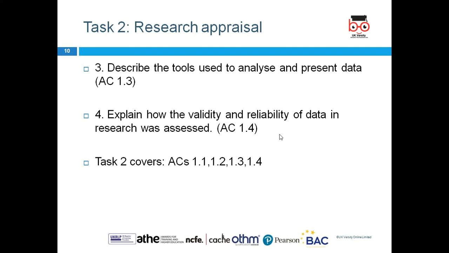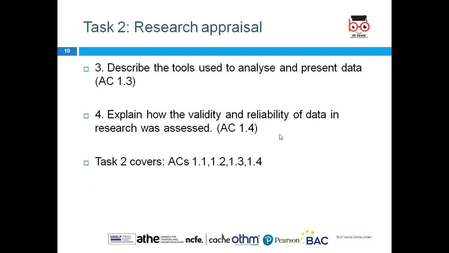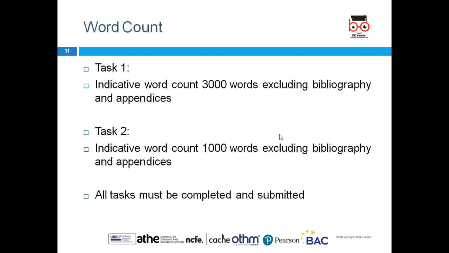Yeah. And so that's it for task 2. That covers all of learning outcome 1. So word count wise, task 1 should be around about 3,000 words. So don't worry about your bibliography, where your references will be, or your appendices. Excluding those, it should be around about 3,000 words, which you'll get to very easily.